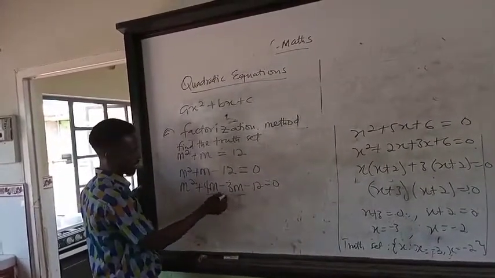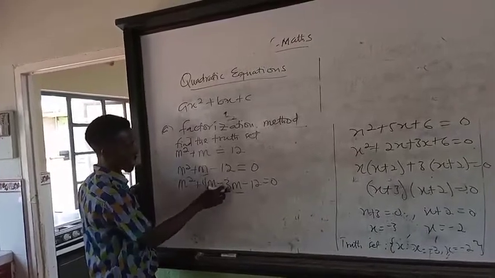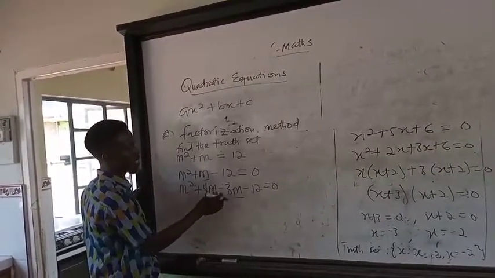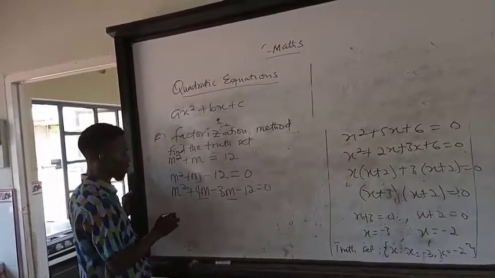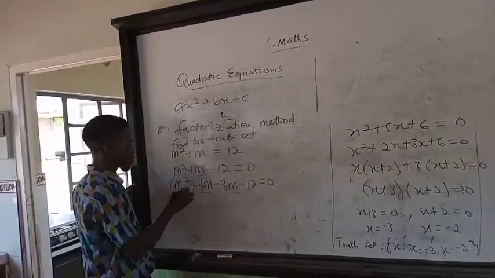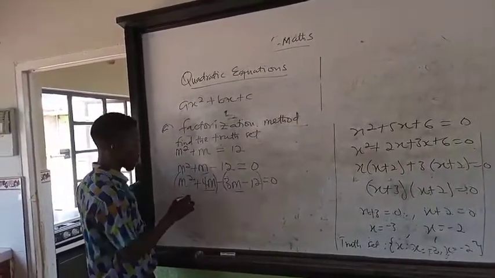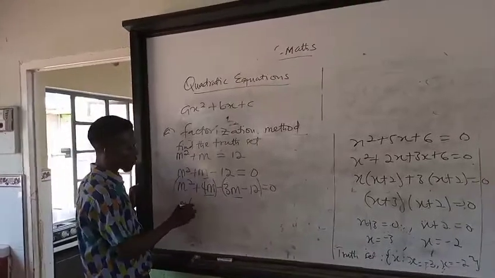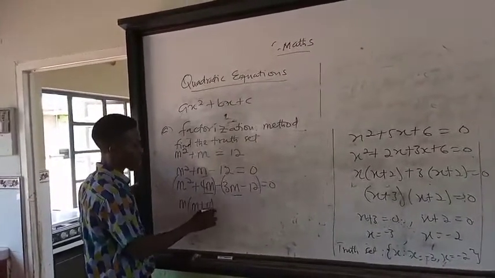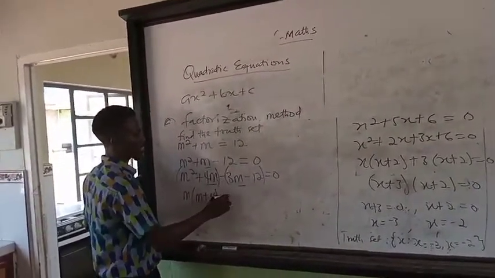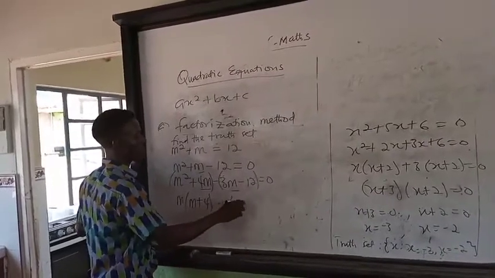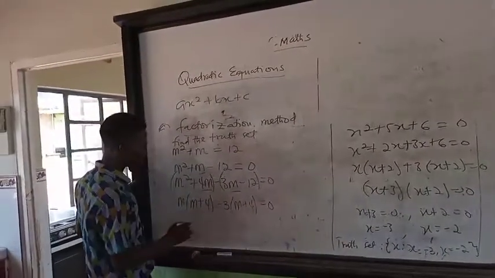Now 4m minus 3m will give us m. 4m times negative 3m will give us negative 12. So what do you do? You group these two, you factor m out, you are left with m plus 4. You factor, the common factor here is negative 3, you are left with m plus 4 equals 0.